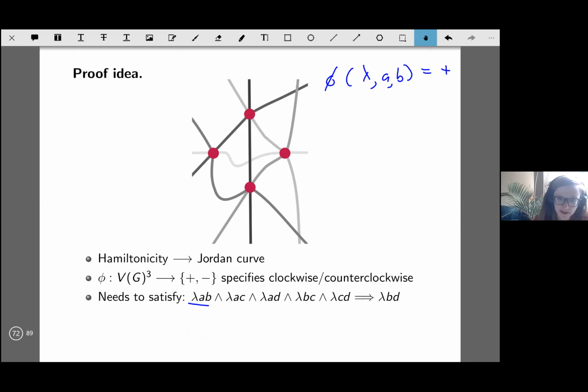So what I'm saying here is that for every distinct 5 elements, lambda, A, B, C, and D, if you start at lambda, and it's counterclockwise to go from lambda to A to B, and lambda from B to C, and lambda from C to D, and also from A to D and A to C, then this final option of going from lambda to B to D is also clockwise. Okay, so that's what this last relationship says.